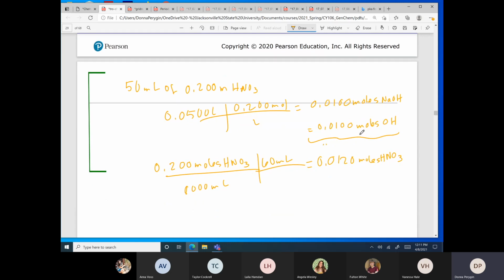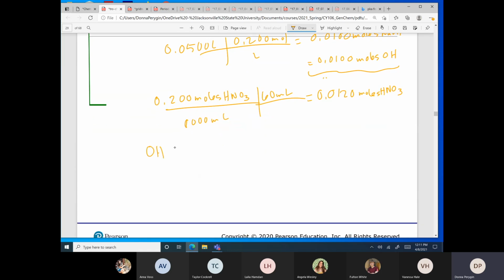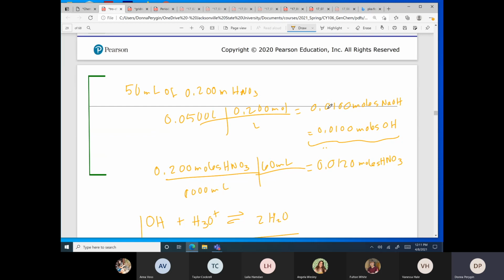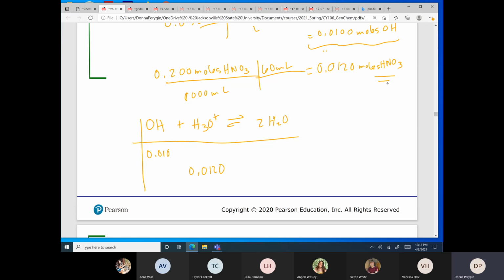Now we're reacting this much hydroxide with this much nitric acid. So what do you think is going to happen? This is a strong acid, strong base reaction: hydroxide plus H3O plus goes to 2H2O. We can set up our table, and we're starting out with 0.01 moles of hydroxide, and then we're adding 0.0120 moles of the nitric acid. This is before addition, addition, after addition.